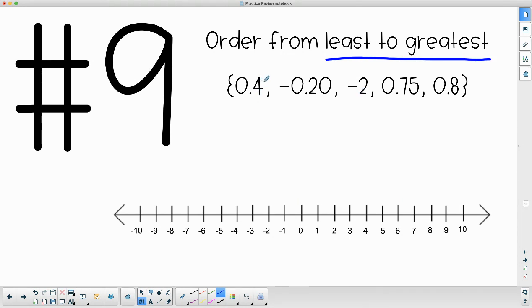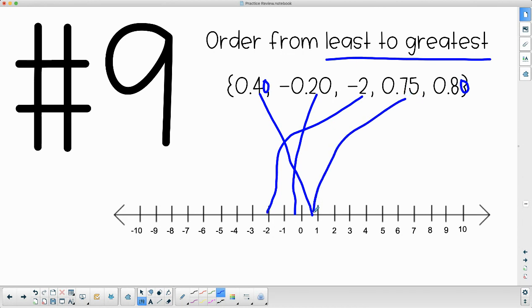Number 9, same thing, ordering least to greatest. So I can see I have some decimal places. I'm going to go ahead and make them all have 2 places just to help me think about these. So this is 40 cents. We've got in between the 0 and the 1, -20 cents. We've got a -2 wholes. We've got 75 cents. It's bigger than 40 cents. And we've got 80 cents, which is bigger than 75 cents.